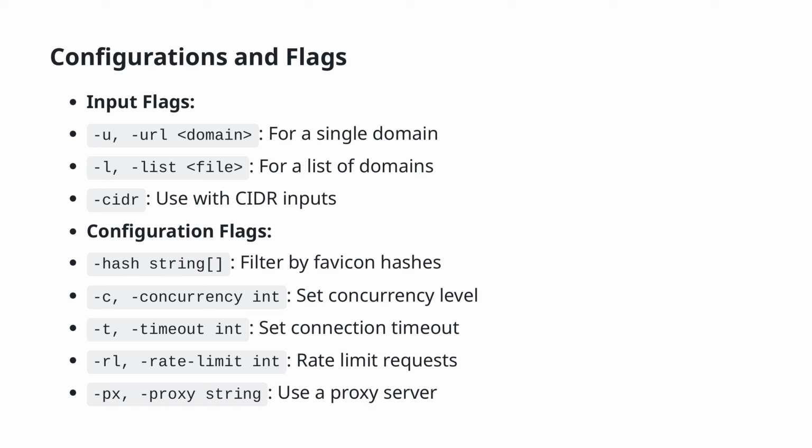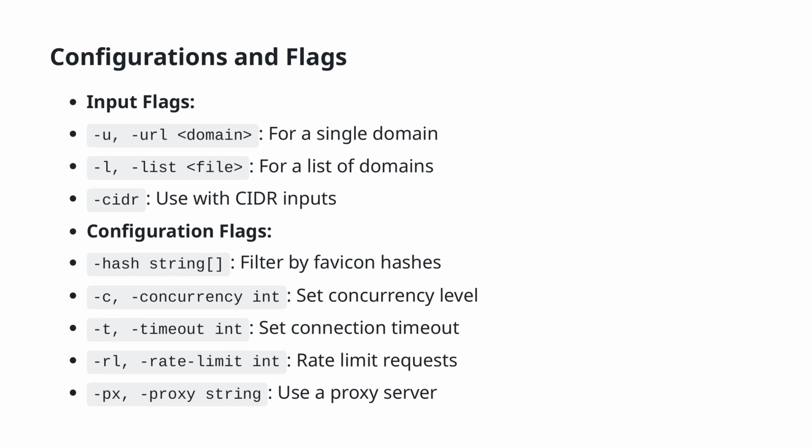On this slide, we are delving into the configurations and flags available for the Favirecon command. These flags allow us to fine-tune our usage of the tool to suit specific requirements. Firstly, the input flags are essential for determining what data the tool processes. -url domain. This flag is used when you want to scan a single domain. -list file. Use this flag when you have a file containing a list of domains to scan. -cidr. This flag allows you to interpret the input as a CIDR notation, useful for scanning a range of IP addresses.